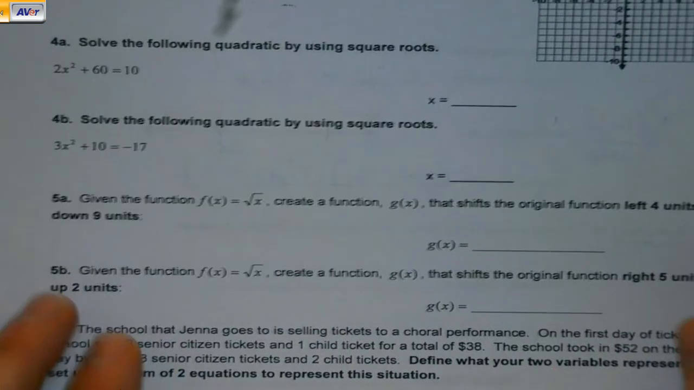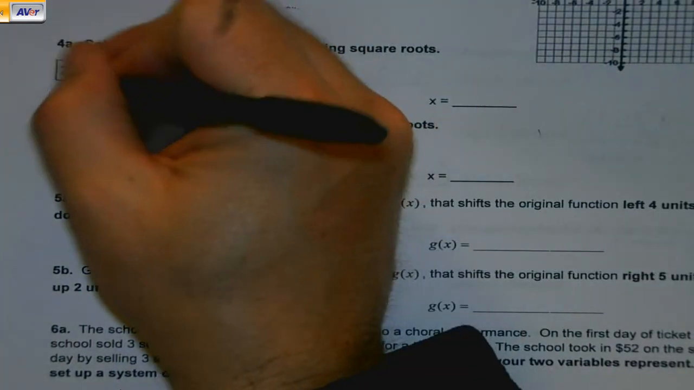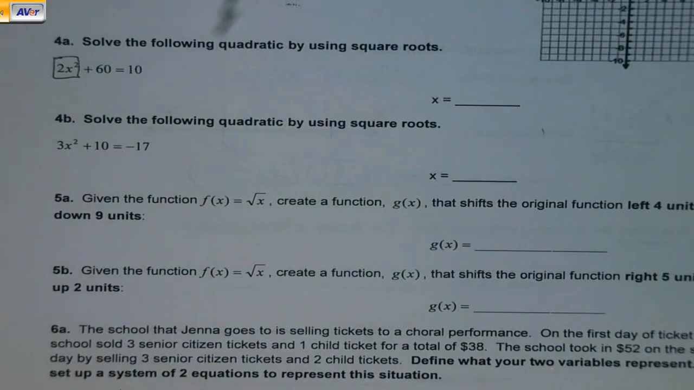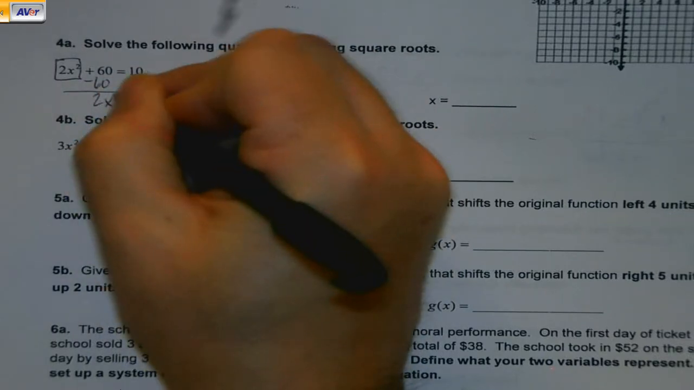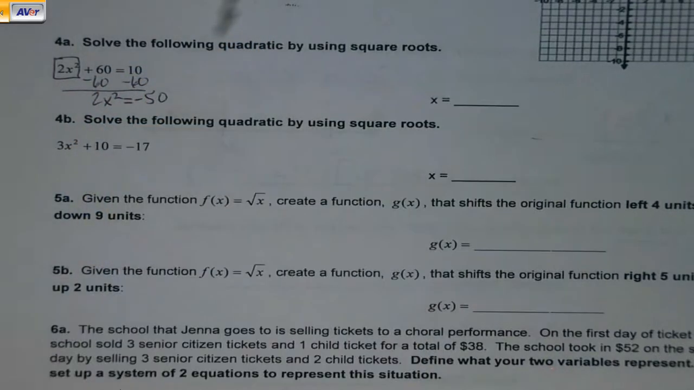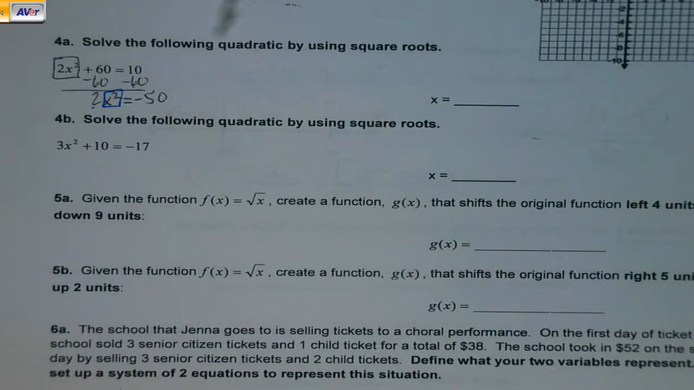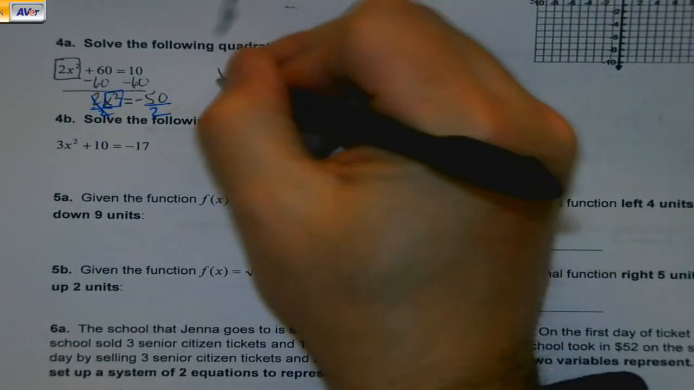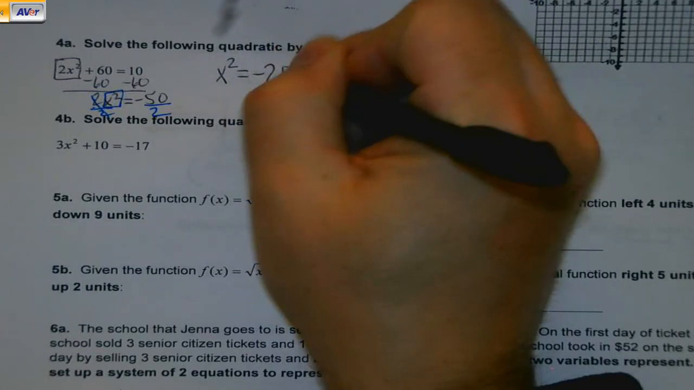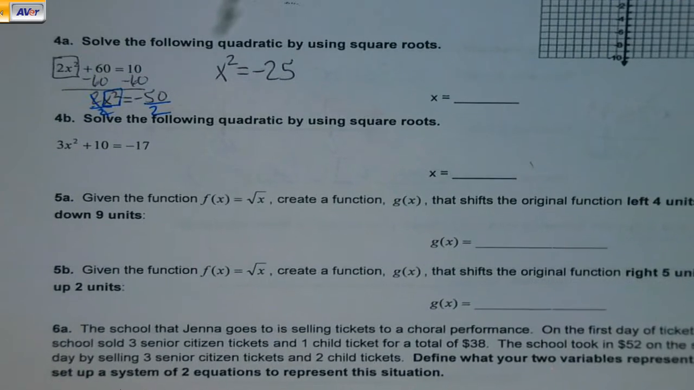So we're going to move to 4a next. Okay, solve by using square roots. First job, get my x term by itself. So once we've got that, still don't square root yet. We need x squared alone before we do that. So divide by 2. Now we're ready to do our square root.